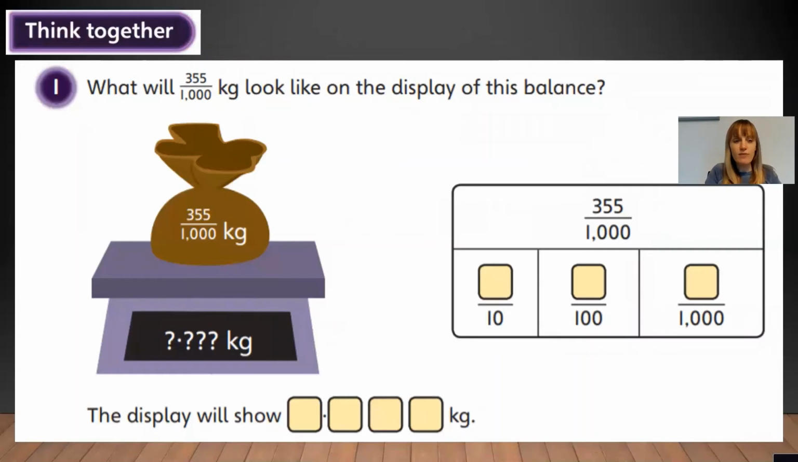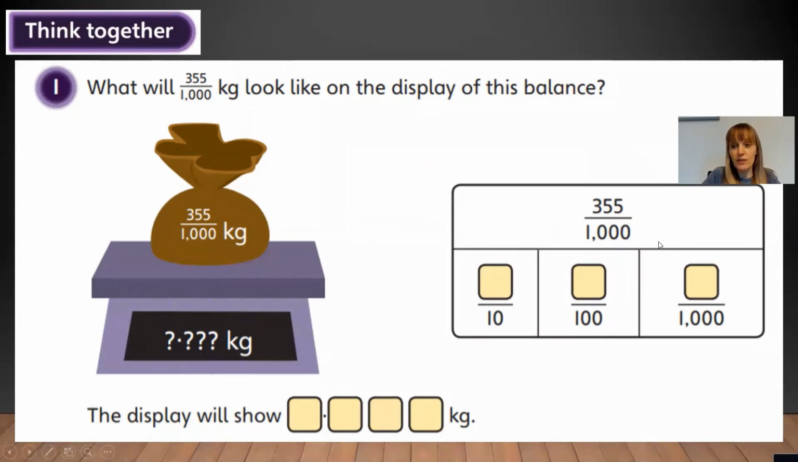Now then, here we've got a weight on a digital scale which has 355 thousandths of a kilogram, and it's asking how much will that show on the display. Now on the table on the side it's broken it down into saying, well, how many tenths are there, how many hundredths are there, how many thousandths are there.